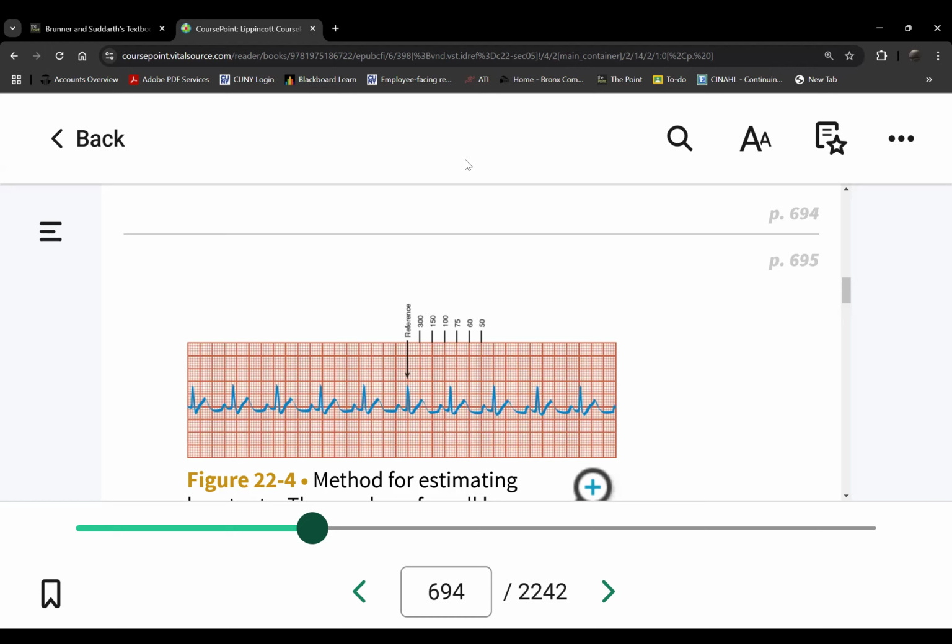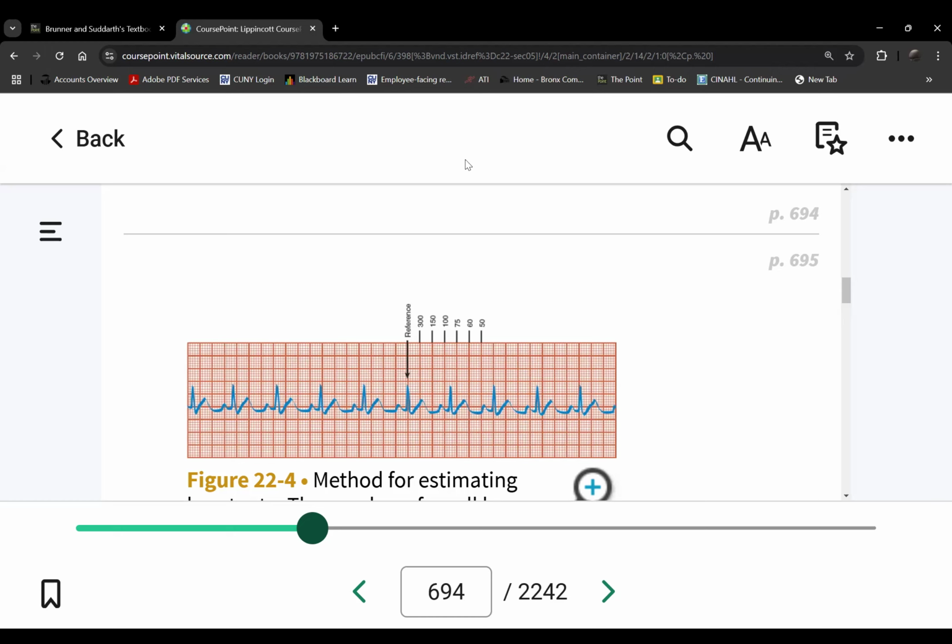So on a test question, if I give you this strip and I ask you to estimate the heartbeat, you're free to use whatever method you want. This is one suggestion made by the textbook. You count how many heartbeats in a 6-second strip and then multiply by 10. There's your estimated heartbeat. You follow? Okay. Another method is you're going to count.